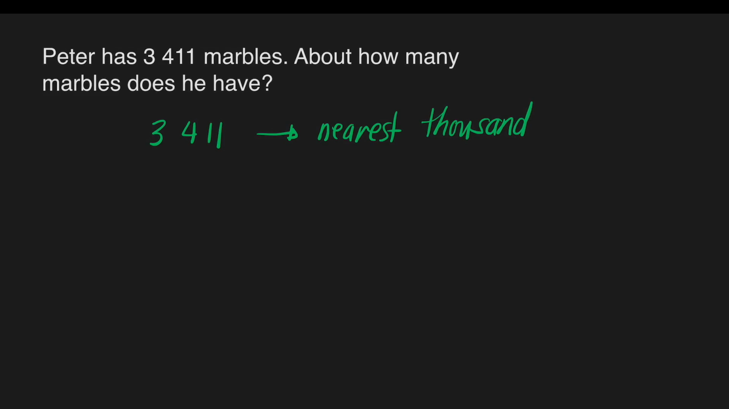It is best to review the place value of our given number, the 3,411. So this is our ones, tens, hundreds, and thousands.